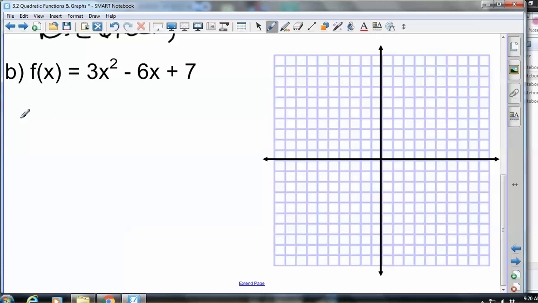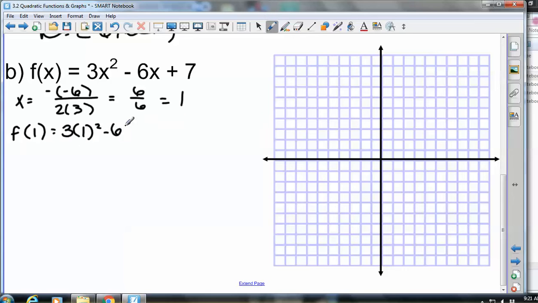Is this parabola going to open up or down? Up. How do you know that? It's not negative. It's a positive coefficient. So we're going to have a maximum or a minimum? Okay, good. So, find the vertex. Opposite of b over 2a. So opposite of negative 6 over 2 times 3. And I get 1. So now plug that back in. And we get 4. So our vertex is an ordered pair, and it would be 1, 4.